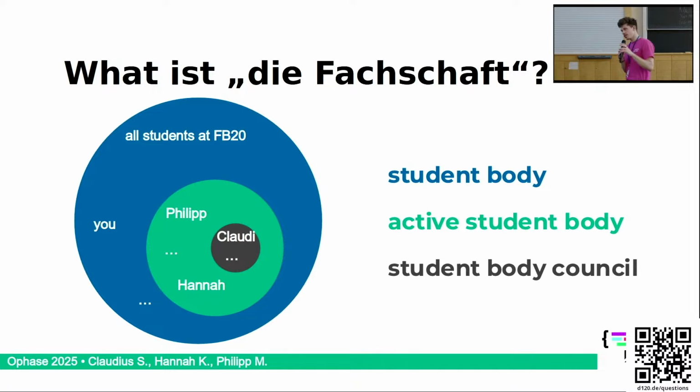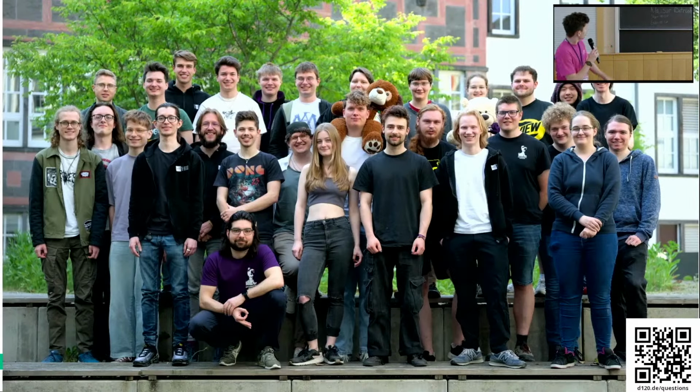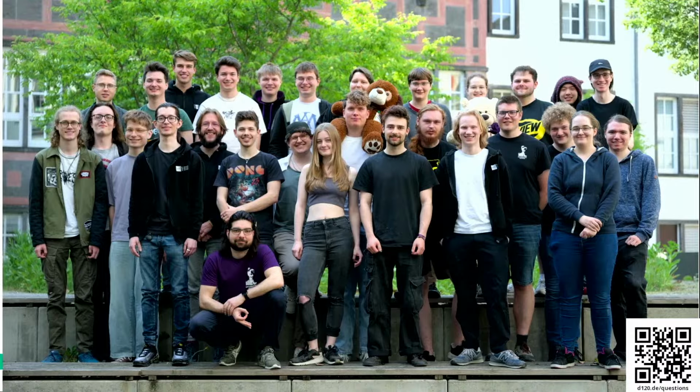And then there's the student body council, which is more formal. They are elected once a year, and 9 of the computer science students are elected there each year. For example, from the organizers, Claudia is in the student body council, and Hannah and myself are active students and not in the council. These are all the active students from about a year ago. Many new faces are still missing, but we tend to be around 50 or so.